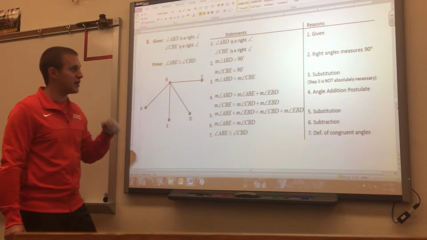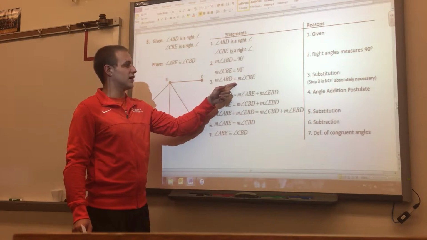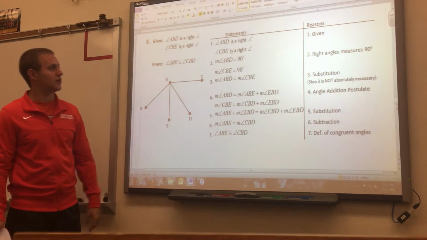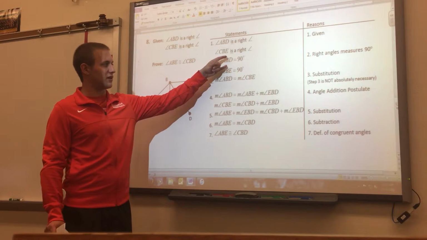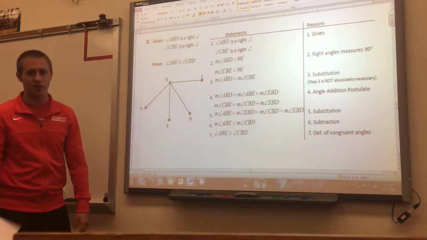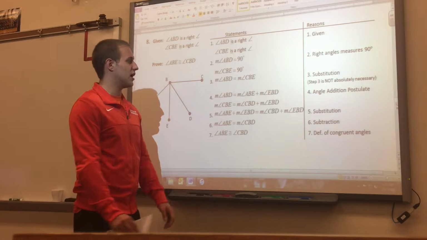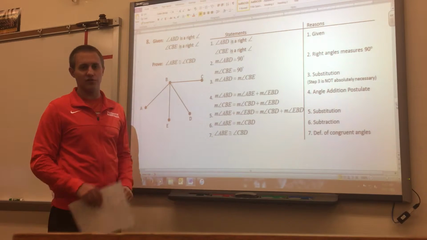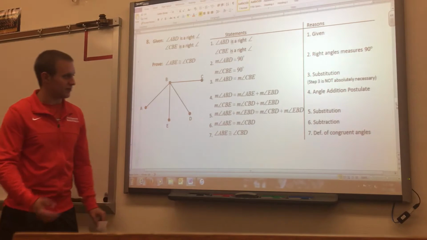So basically we're gonna say if they're both equal to 90, then they are equal to each other, all right? So they're both equal to 90 because they're right angles. Since they both have the same measure, we can say that they're equal to each other, all right? A lot of you guys might try to skip step 4. Step 4 is important, all right?